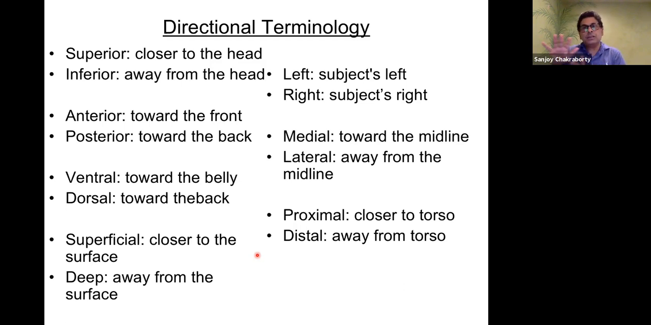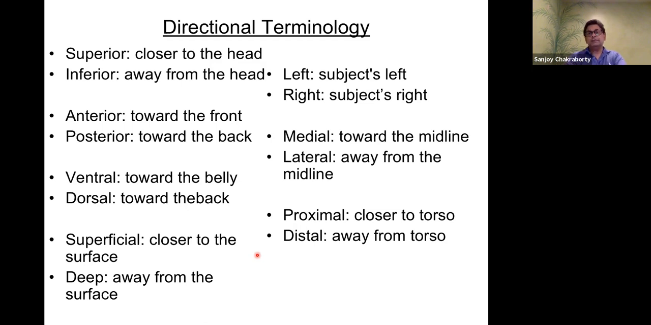Ipsilateral is the same side of the midline. Contralateral is the opposite side of the midline. So if this is the midline of the body, and you're talking about a muscle here and a muscle there, both muscles on the same side of the midline, we can call these muscles ipsilateral. But these are contralateral. These hands or the eyes are contralateral because the midline is here. Eyes are an equal distance from the midline. The two ears are contralateral, meaning they're on two sides of the midline.